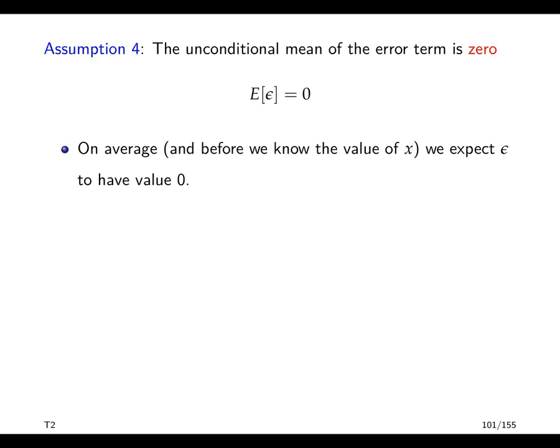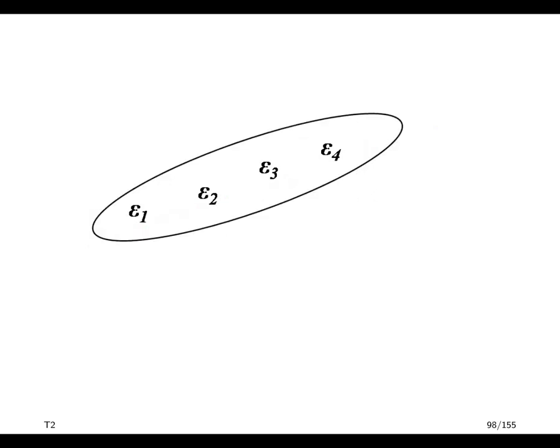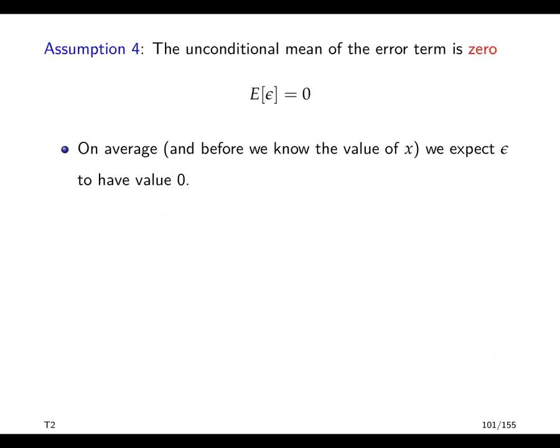On expectation, some people will be lucky, so they will be above the red line. Other people will be unlucky, so they will be below the red line. But on average, the value of their luck, the value of other things that affect y and are not x, is equal to 0.